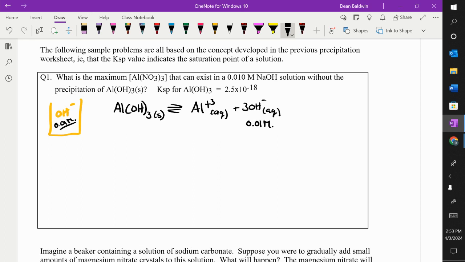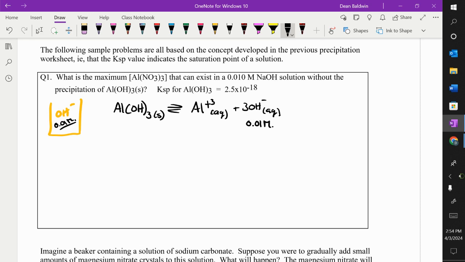Do not multiply it by 3. Okay? Because where does this OH come from? It comes from this, right? It's not coming from this. All right? This is the precipitate equation. Okay? So it's coming from this. So if I say it's 0.01, that's what you put there.